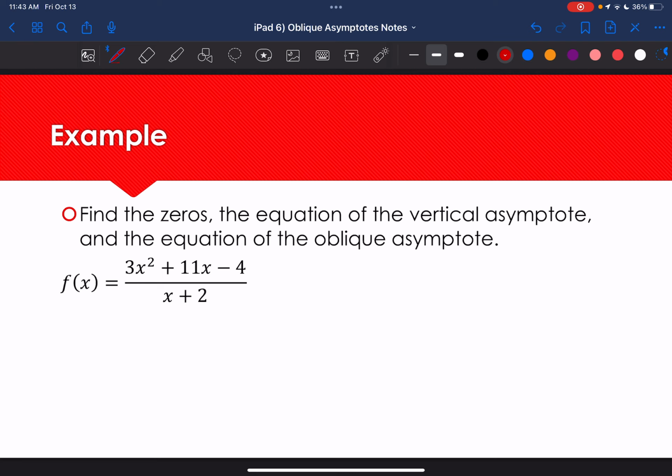Find the zeros, the equation of the vertical asymptote, and the equation of the oblique asymptote. Like I said, vertical asymptote is my favorite because it's the easiest. You just set the bottom equal to 0, and you get x equals -2. Now let's go find our zeros. We have to factor for that. So 3 times -4, that's -12. I think +12 and -1 will do it.